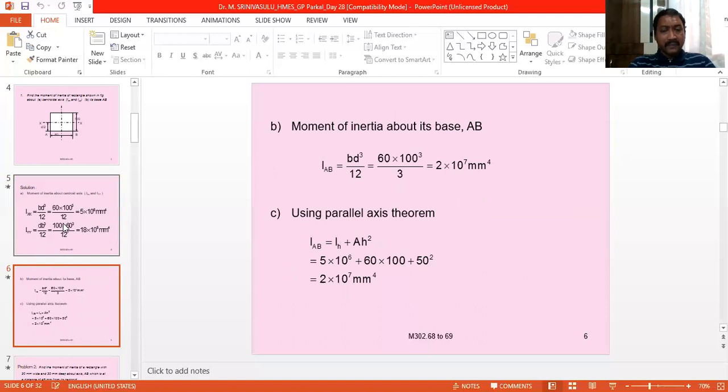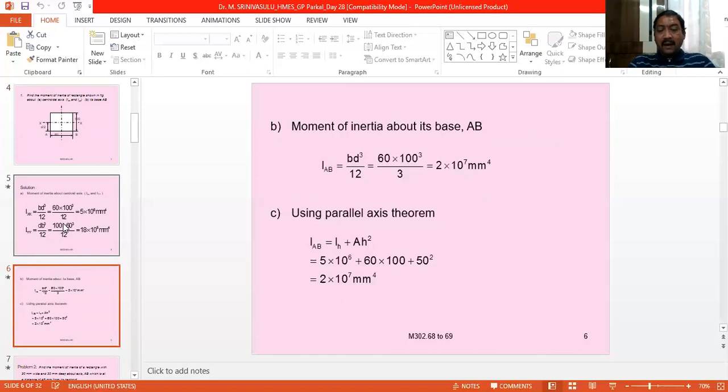So the moment of inertia about the base AB is equal to 2 into 10 power 7 mm to the power 4, and in both the cases the same by using the direct formula or by using the parallel axis theorem. So it is giving the same value that we must note. So in this way, the parallel axis theorem can be used to find out the moment of inertia about any other parallel axis which is parallel to the central axis.